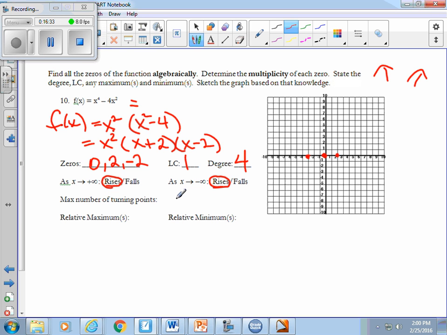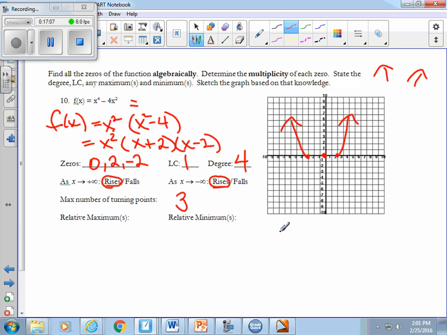What is the maximum number of turning points? 3. How do you know? Because you just took the highest exponent and minus 1. It's 1 less than the degree, 1 less than the highest exponent. Relative maxes and mins is a calculator question. So here's what I probably know without a calculator, that this graph looks something like that because we have the end behavior and the zeros. Anything from there, I need a calculator. You could probably even tell the shape, but I can't tell the lowest point without a calculator.